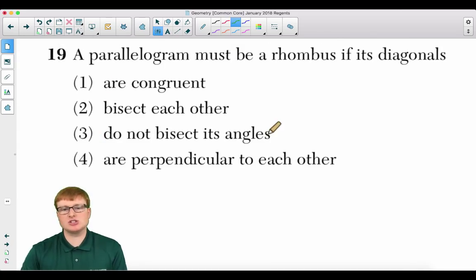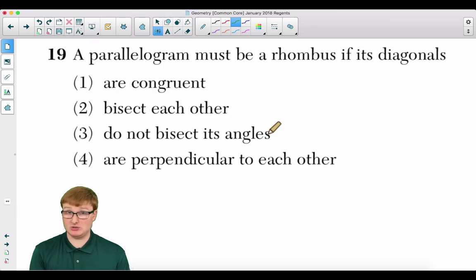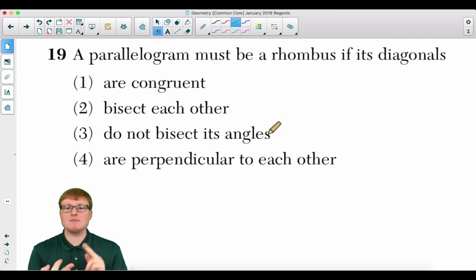So in a rhombus, there's just a couple things to jog your memory. In a rhombus, the diagonals bisect each other. Okay. In a rhombus, the diagonals are not congruent to each other. That's important. In a rhombus, the diagonals are perpendicular to each other. In a rhombus, the diagonals bisect the angles from which they are drawn. And that's pretty much all you need to know about a rhombus's diagonals. So let's take a look and see what we're looking for.